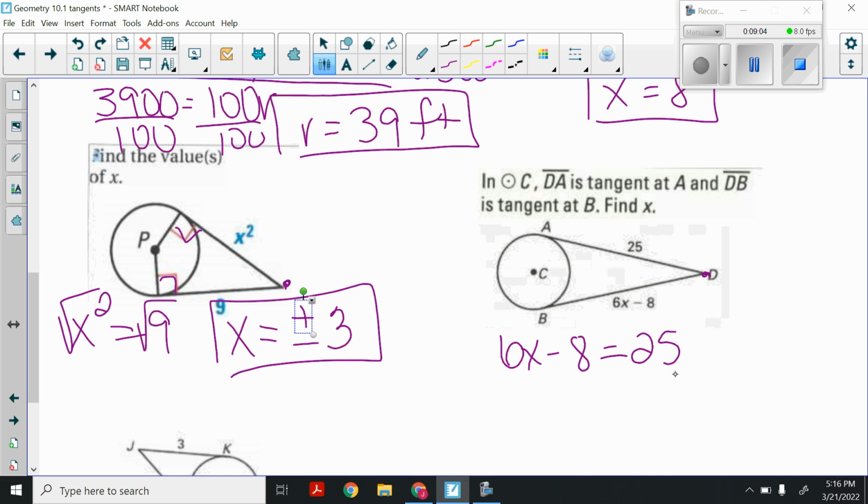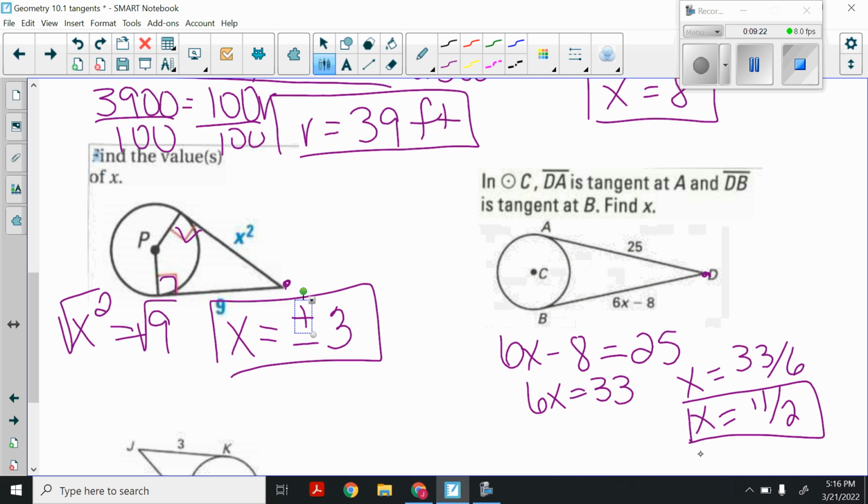And I'm just trying to solve for x. So add 8 to both sides. So I get 6x equals 33. Divide both sides by 6, so I get x equals 33 divided by 6. But I can reduce that because they both have a 3 in common. So x equals 11 divided by 2, or 11 halves.